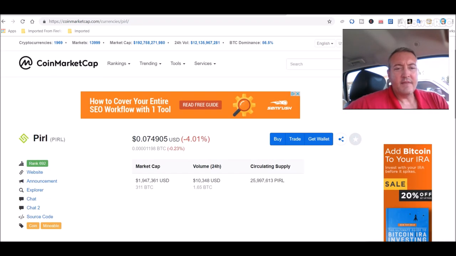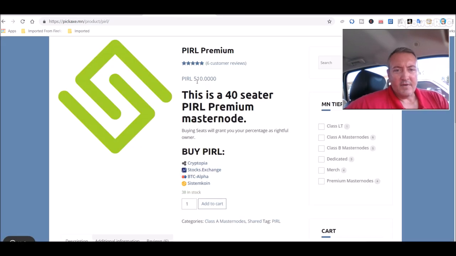And I think it will cost me about 80 bucks to get two seats worth of PIRL. It's 510, so I'll have to get 1,020 to get two seats. So I'll probably end up doing that later. I'll let you all know probably in tomorrow's video whether I did in fact get that or not, which I'm probably going to. I just got to wait for that wallet to sync up.